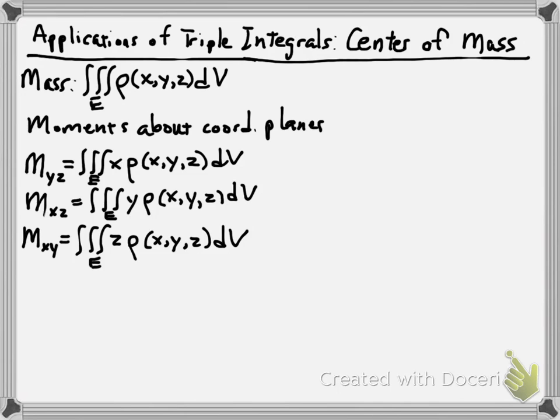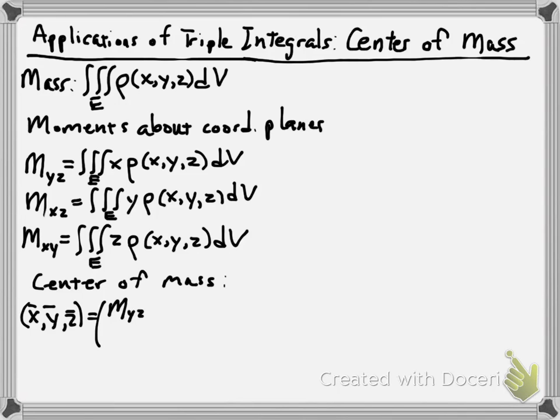Having computed these quantities, the center of mass, which we will call x bar, y bar, z bar, is going to equal, well, x bar is the moment about the yz plane divided by the mass m. The y coordinate is going to be the moment about the xz plane divided by m, and the z coordinate is the moment about the xy plane divided by mass m.